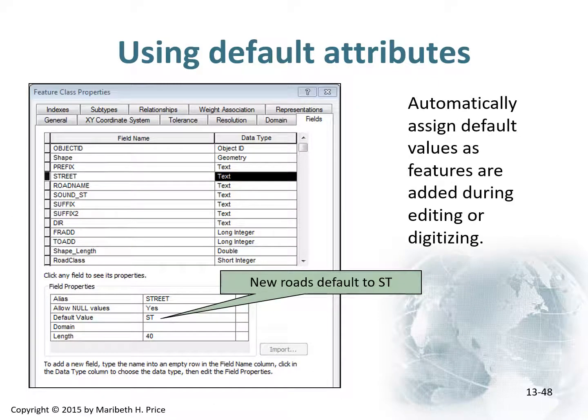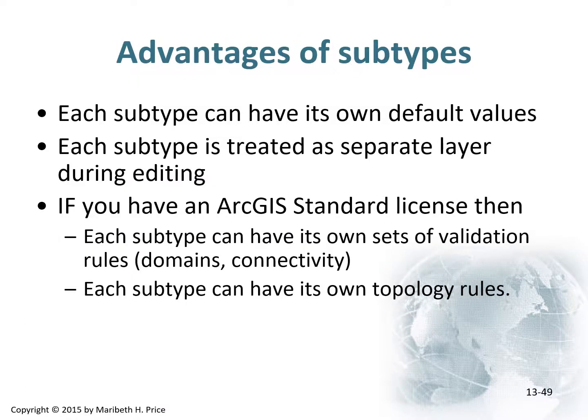So how do we use these defaults? You automatically assign the default values to features when you're editing or digitizing. What are the advantages? Each subtype can have its own default values. Each subtype is treated as a separate layer during editing. And if you have an ArcGIS standard license, then each subtype can have its own set of validation rules. And each subtype can have its own topology rules as well.